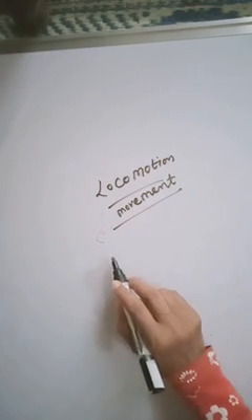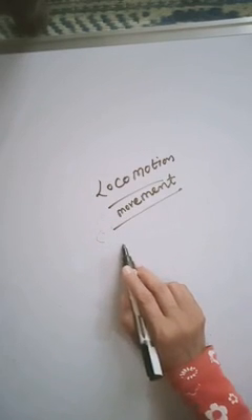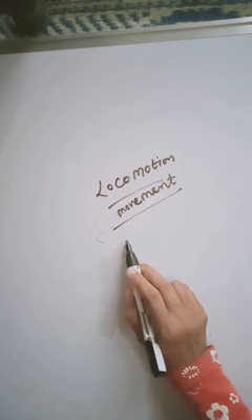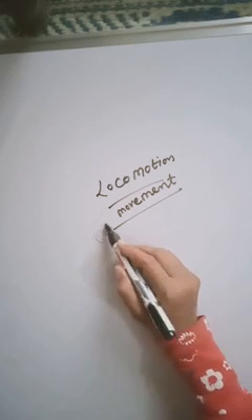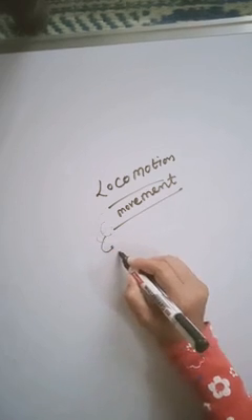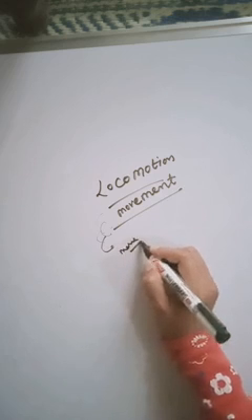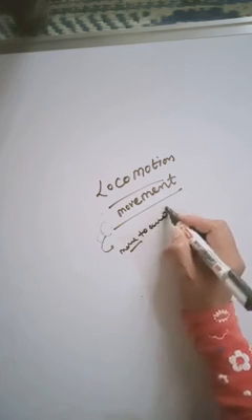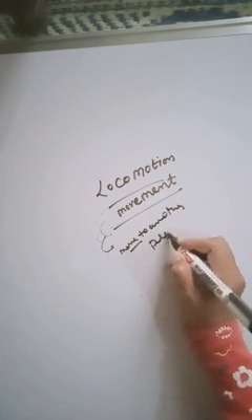In this chapter, first of all, we read locomotion. Locomotion means to move from one place to another place. Moving from one place to another place is called locomotion.